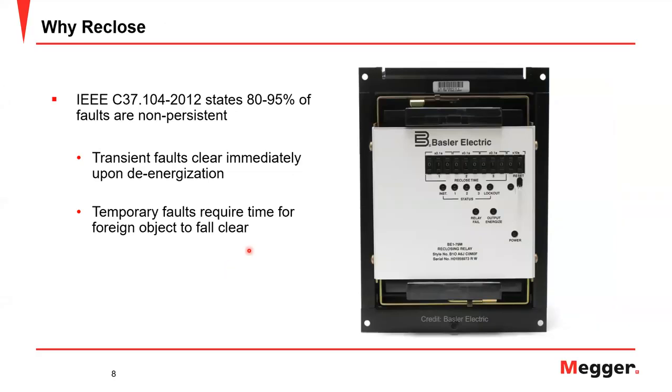Okay. So why do we actually want to reclose? Well, it's quite simple actually. Most faults, 80 to 95%, are not permanent. They are non-persistent. Some of these will be transient faults. Some of them will be temporary faults. So let's look at what the difference in those are.